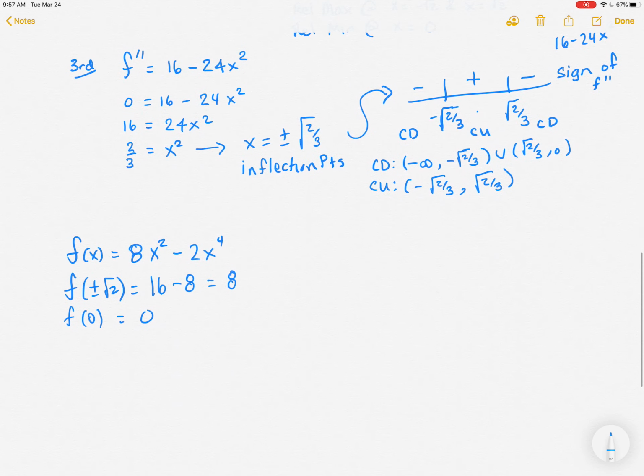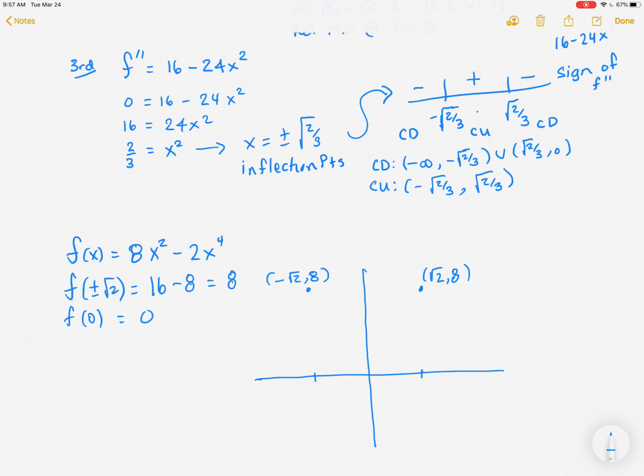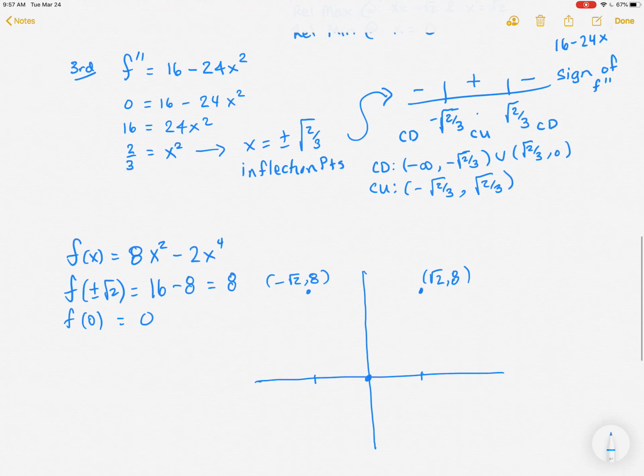Let's get a graph that shows those points. Probably should make that prettier, but too bad. All right, so it's square root of 2 and negative square root of 2. Let's go ahead and make our scale to there. We're up here at 8. Let's label them. And then we have 0, 0. Now we look at the direction of the derivative.